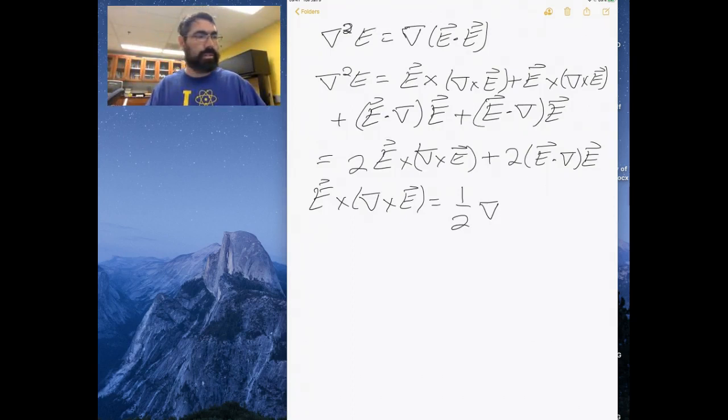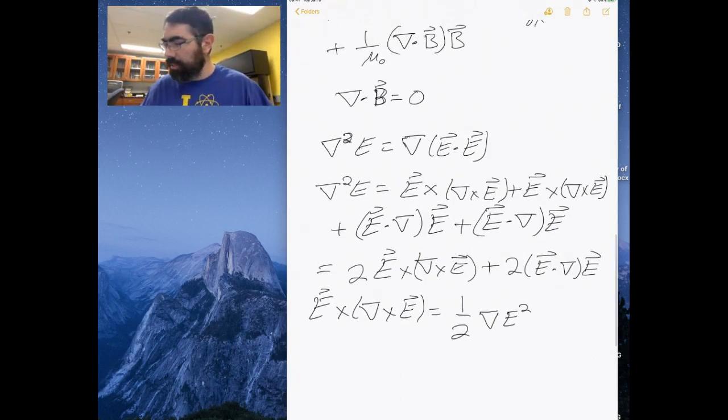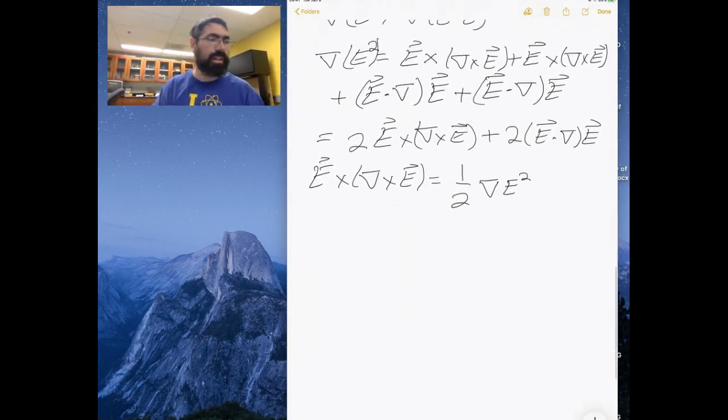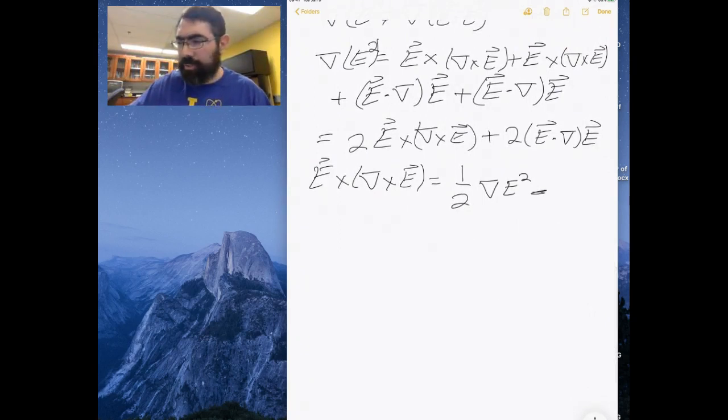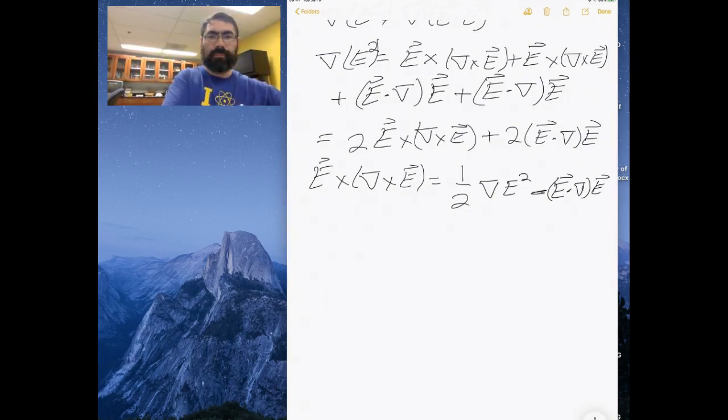of E squared. So I made a mistake. This is not the Laplacian. This is the gradient of E squared. So the gradient of E squared is the gradient of E dot E. So in the end, what I get is 1/2 the gradient of E squared minus E dot del times E. Okay.